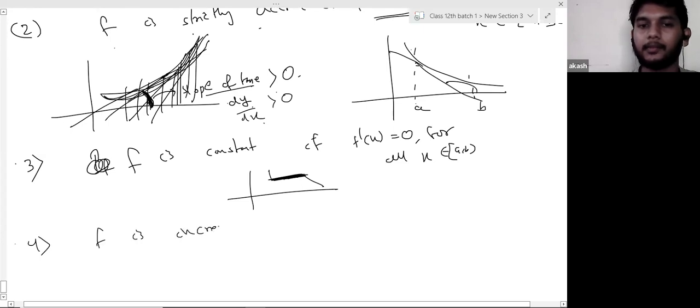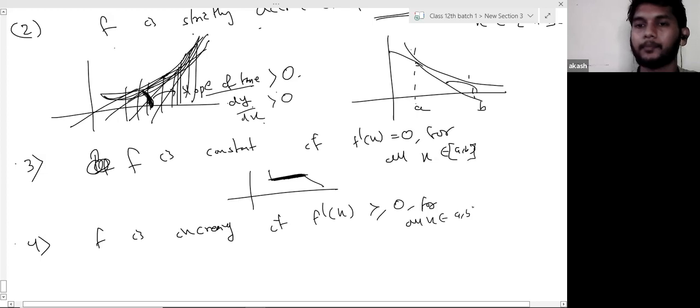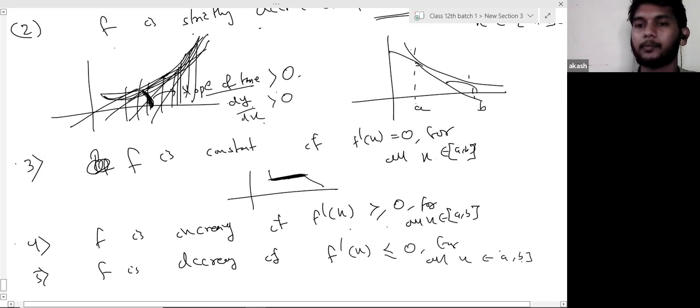f is increasing, not strictly increasing, if f dash x is greater than or equal to 0 for all x belonging to a to b. Same thing, it can be constant or it can be increasing. f is decreasing if f dash x is less than or equal to 0 for all x belonging to a to b. I hope this thing is clear, everyone.